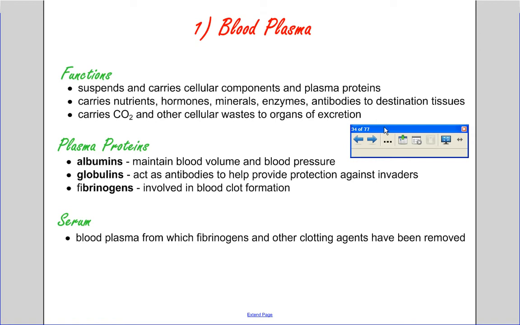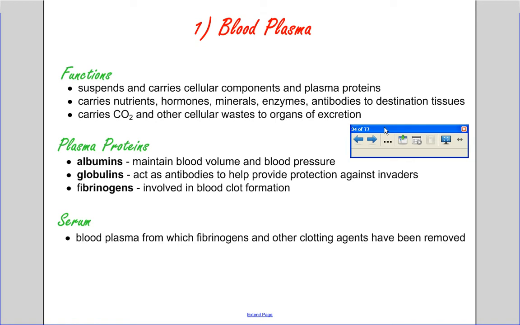So plasma proteins include three main types. The albumins, and their job is basically to cause osmotic pressure. Okay, they maintain blood volume and blood pressure by drawing water in when it's necessary.